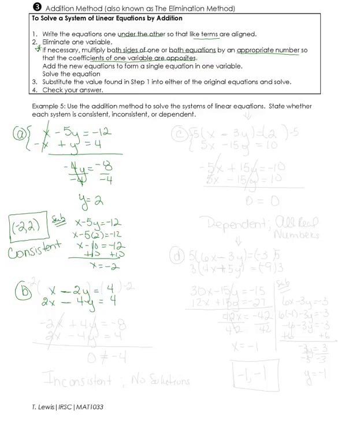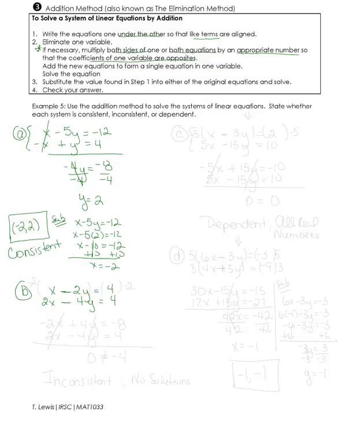So what we have to do is decide which variable we want to eliminate first. Is it the x or the y? Well, if we want to eliminate the x, we need to find the least common multiple that will give us the same coefficient. I want my first equation's x to be a 2, because the least common multiple for 1 and 2 would be 2.